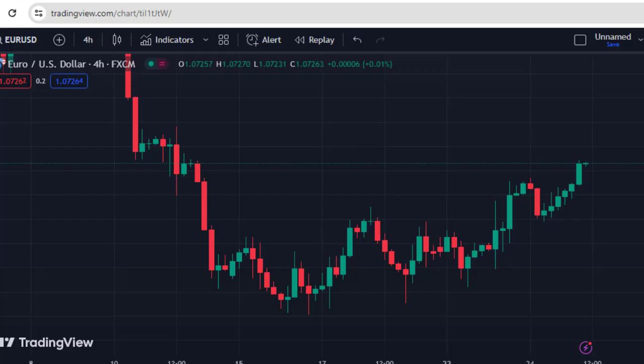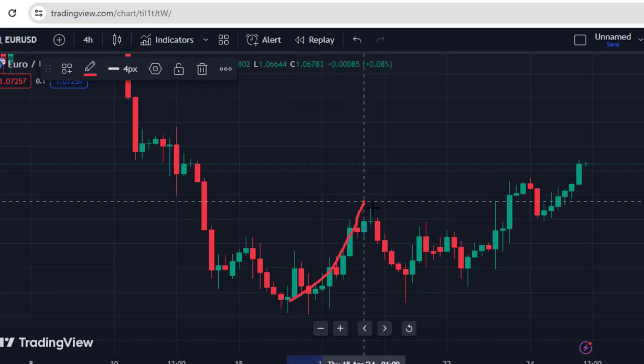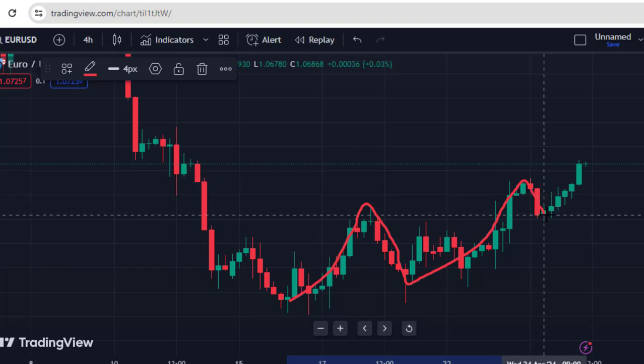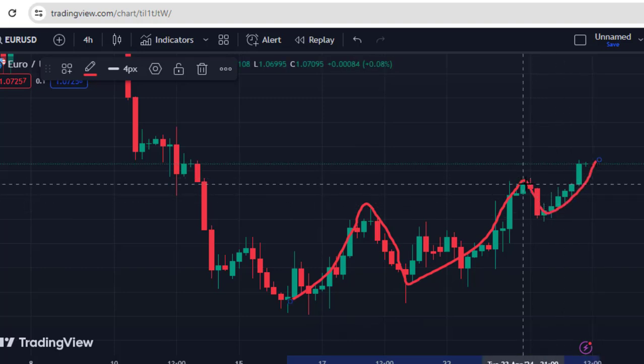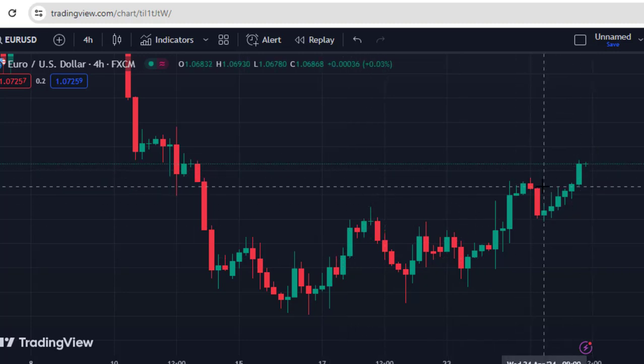Right here on the Euro USD chart, if you look at it, the market is making progressive new highs. From this very point, the market moved upward and then came back to the downside, then moved upward again, came back to the downside, and right now the market is on a progressive move upward. One thing very important on this chart is that the market has been making progressive new highs to the upside, which is very important.